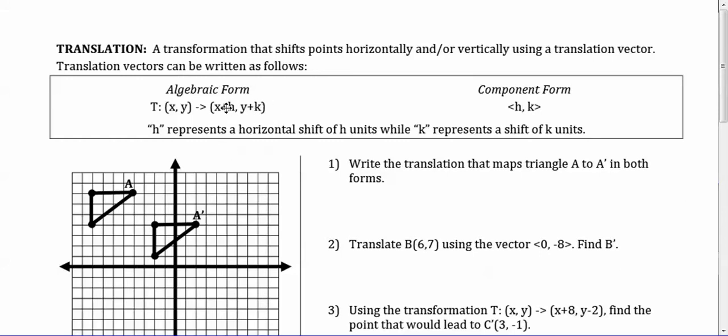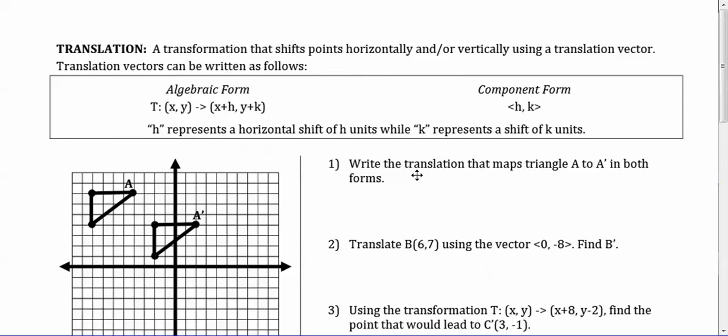The positive direction for x would be to the right, and the negative direction is to the left. The positive direction for y is up, and the negative direction for that is going to be down. There's also a shortcut way to write this, which is to just write the h and the k part with these pointy looking brackets. But let's start off with the algebraic form.